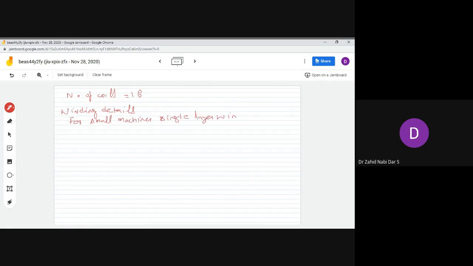For large machines, yesterday you saw it was a large machine. What type of winding did we employ? Double layer winding we employed. Okay. And what happens in a single layer winding?